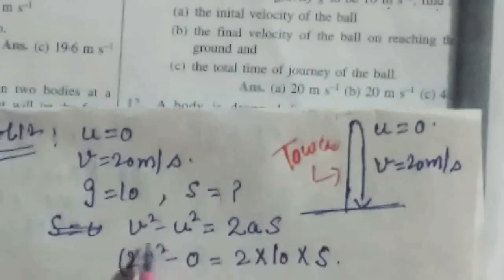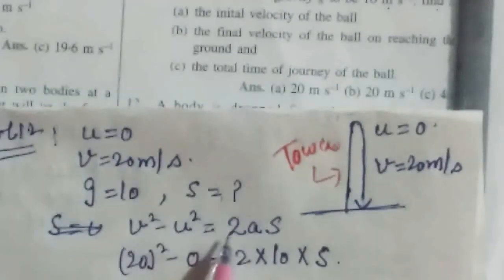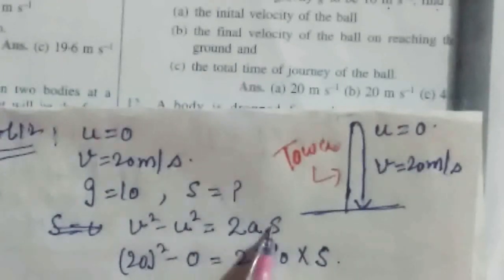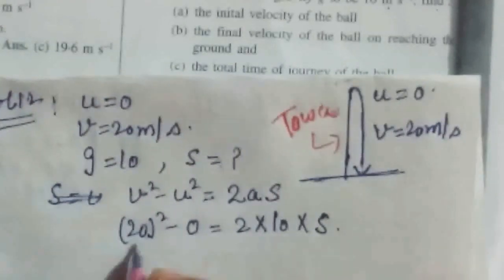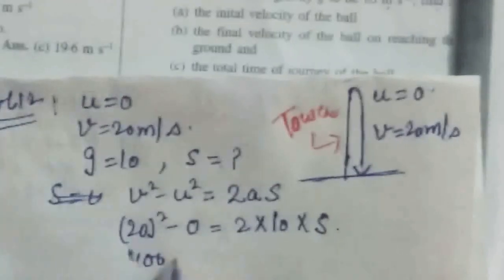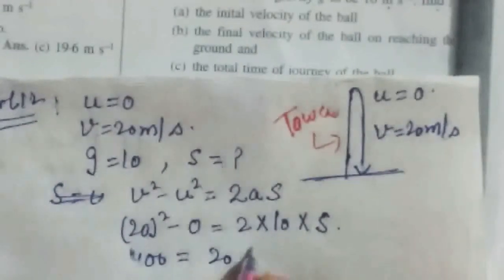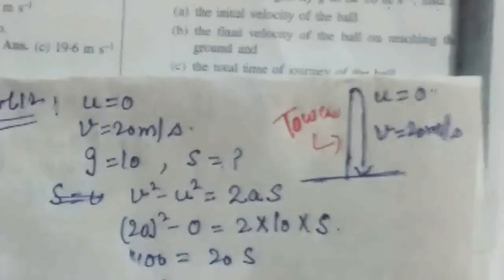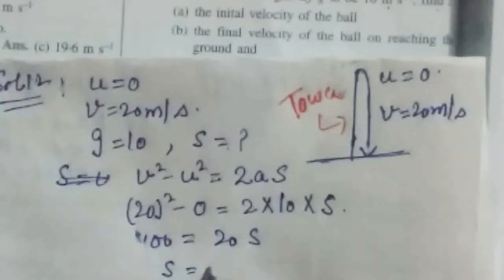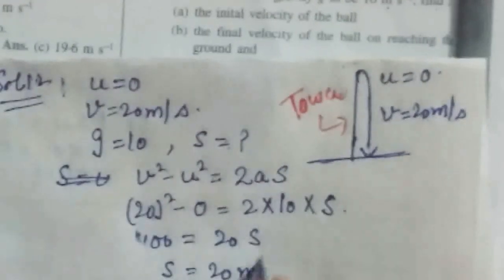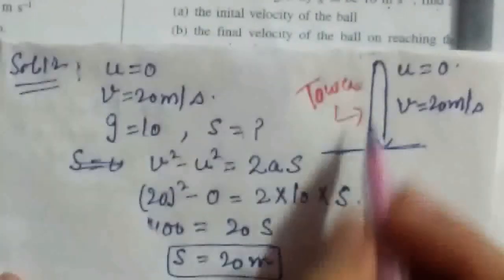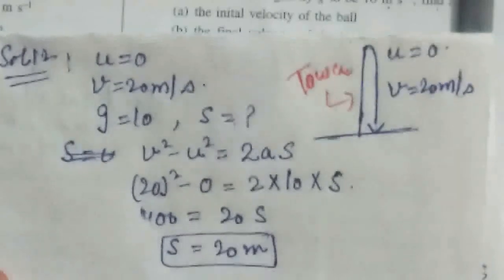So apply the formula v square minus u square is equal to 2as. v is 20 minus 0, 2, a is 10, s we have to find. So 20 square, 400, is equal to 20s. After solving this, you will get 20 meter distance, that is, the height of the tower becomes 20 meter.